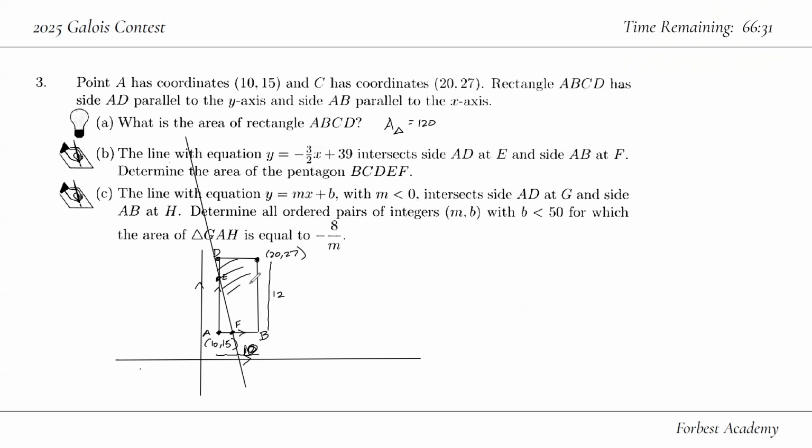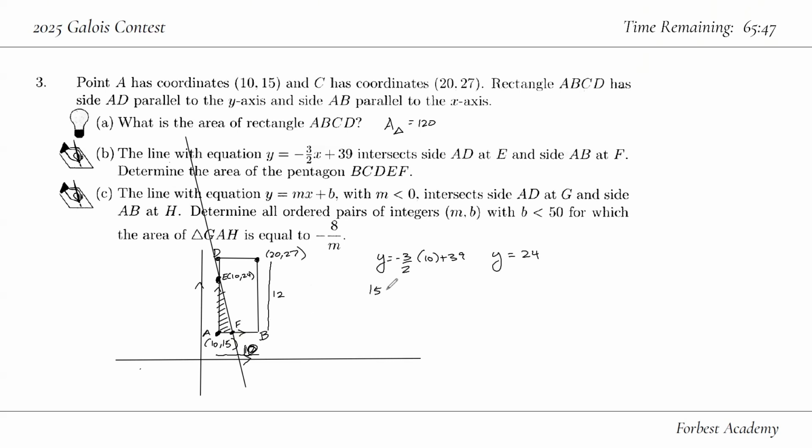We want to know the area of this pentagon, which we can discover by calculating the area of this triangle and taking it away from the area of the rectangle. So we know that the x-coordinate here is 10, the x-coordinate here is 10. So let's plug that into our equation, y equals mx plus b, and we get y equals 24. This is negative 30 over 2, which is negative 15. 39 minus 15 is 24. So E is (10, 24).